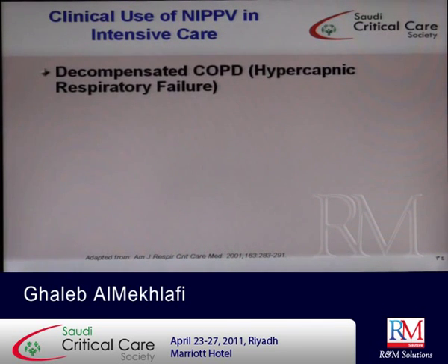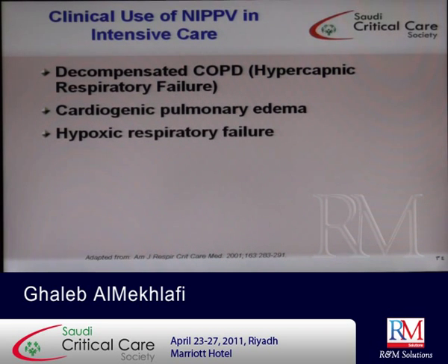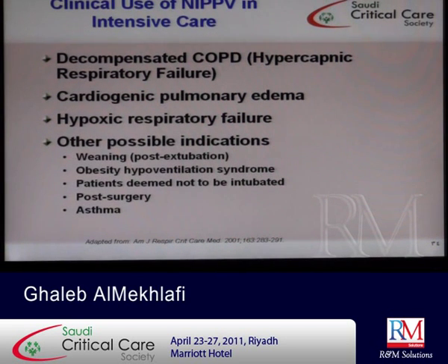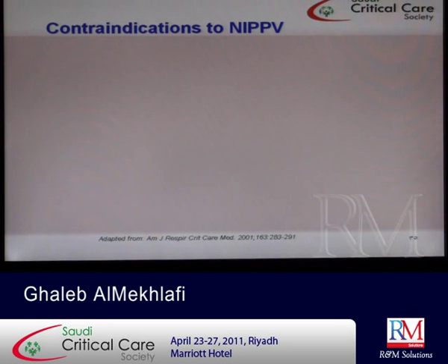Now, what are the indications for clinical use? The most important two situations with proven benefit are COPD patients and patients with pulmonary edema. But there are others. It can be used in mild hypoxemic respiratory failure and in other possible indications like weaning, obesity hypoventilation syndrome, patients deemed not to be intubated, the patient who does not want to get intubated, post-surgery, and in case of asthma.